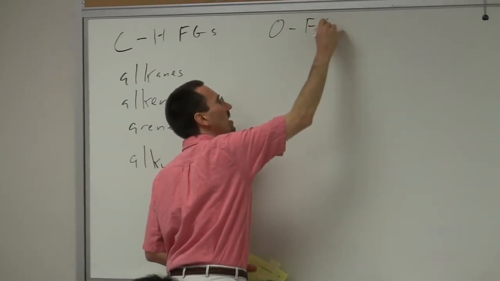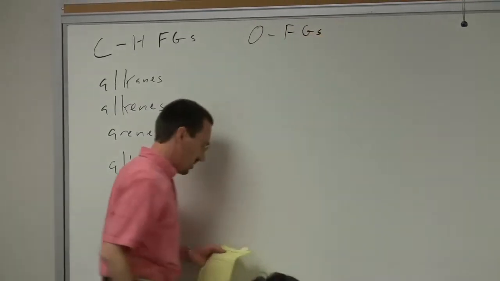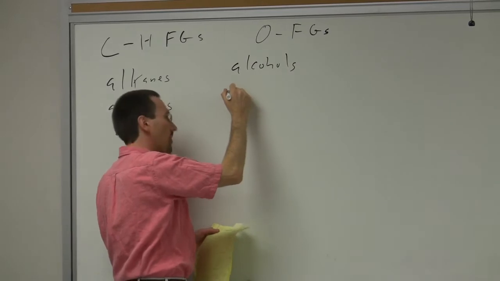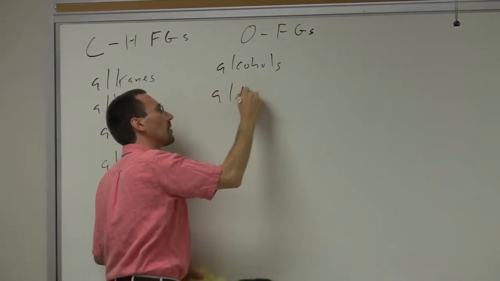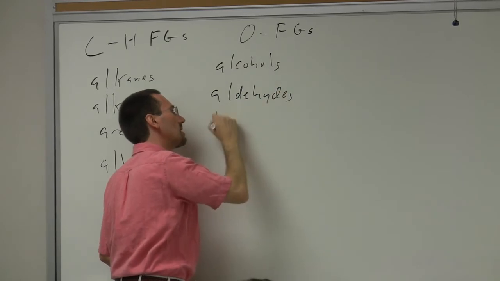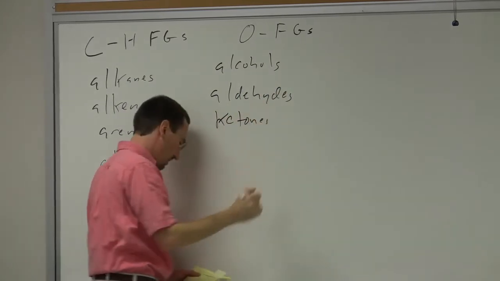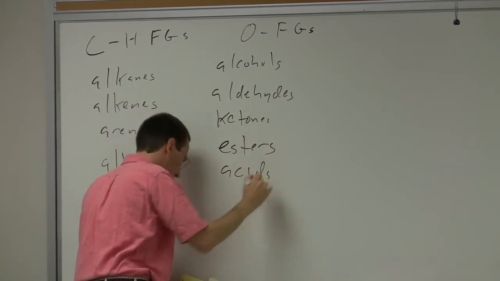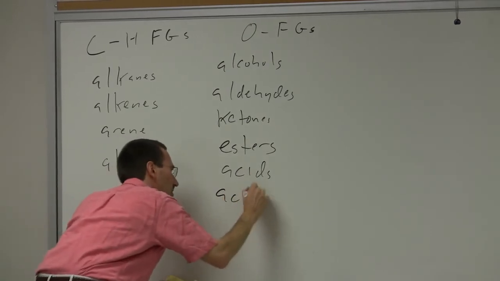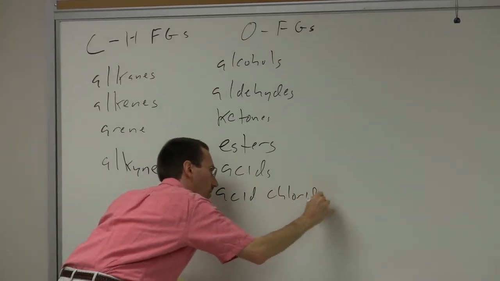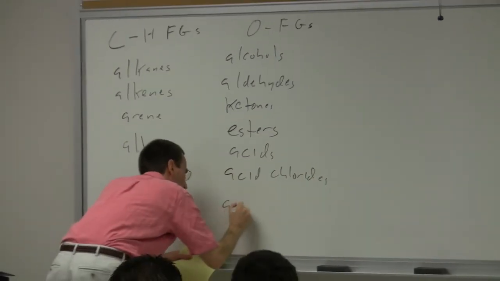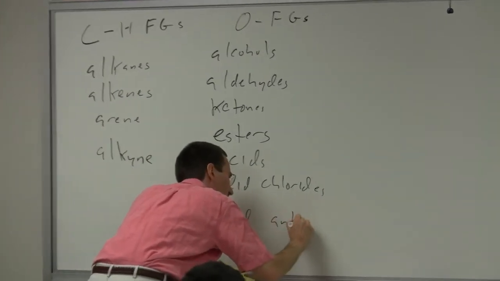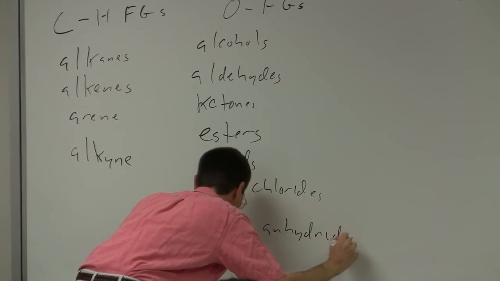I want to talk today about oxygen-containing functional groups, and we'll go through alcohols, aldehydes, ketones, esters, acids, carboxylic acids of course, acid chlorides, and let's say acid anhydrides. Obviously, there are other functional groups, and I'm just picking ones that I think are particularly important.